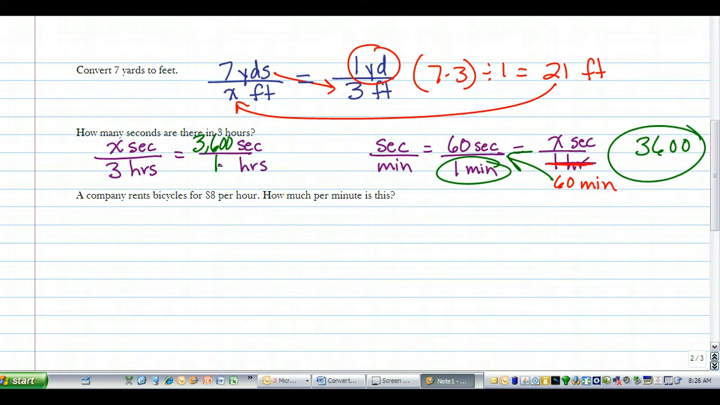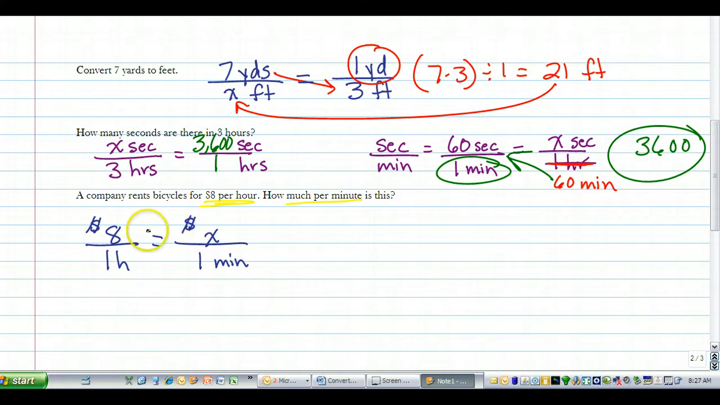All right, here comes a little longer word problem. A company rents bicycles for $8 per hour. How much per minute is this? All right, I've got $8 an hour, and I want to know per minute. So I set up my proportion. Dollars on top for 1 hour is equal to how much, I don't know, in 1 minute. I guess I should put my dollar sign up here.